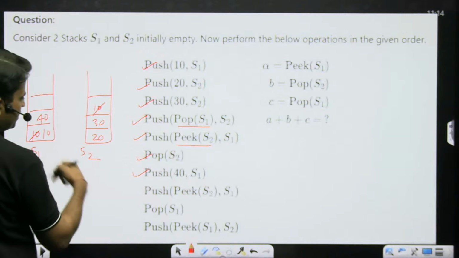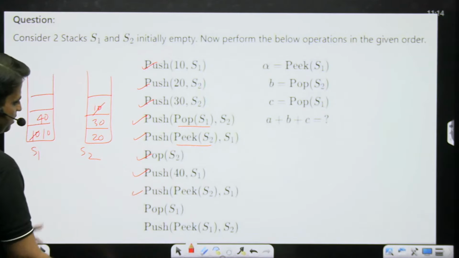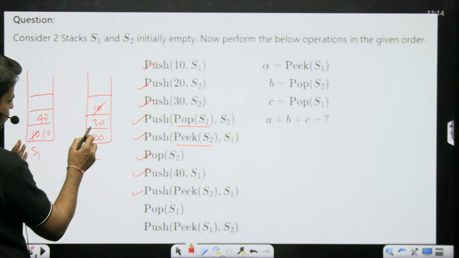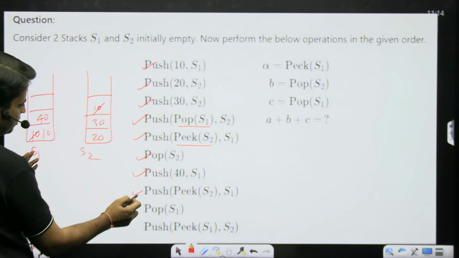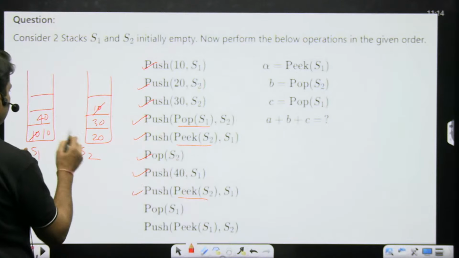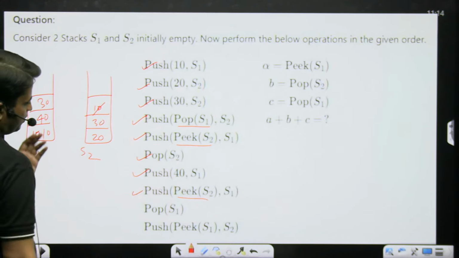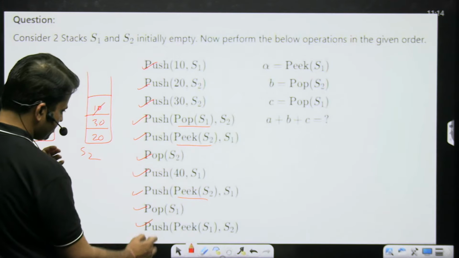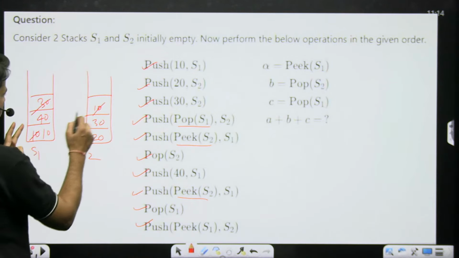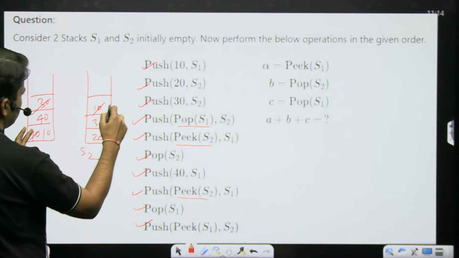So 40 in S1. Push peek S2 into S1. Peek S2 means 30, and push to S1, 30 here also. This one, peek S2 is 30, and pop from S1. So you can pop here and push peek S1 to peek S2. 40 comes at this position.